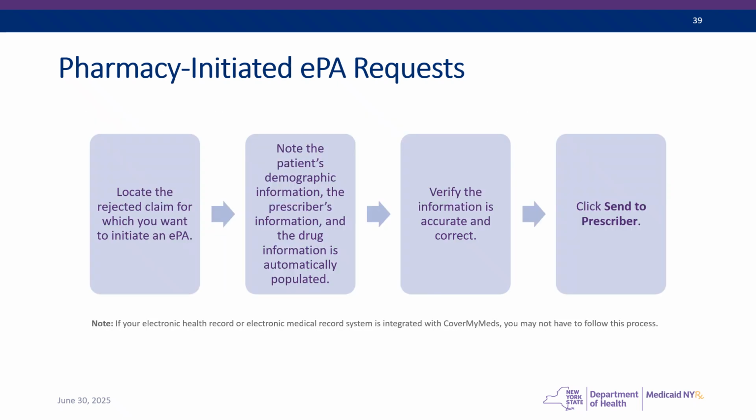To initiate an ePA on behalf of a prescriber with a rejected claim, locate the rejected claim, note the patient's demographic information, the prescriber's information, and the drug information will automatically populate. Verify the information is accurate and correct, and click Send to Prescriber. Please note, if your electronic health record or electronic medical record system is integrated with CoverMyMeds, you may not need to follow this process.